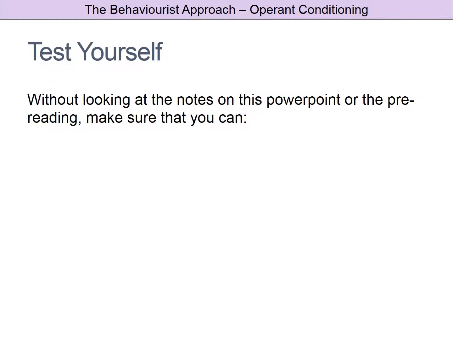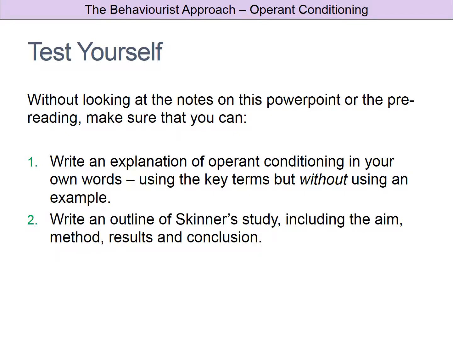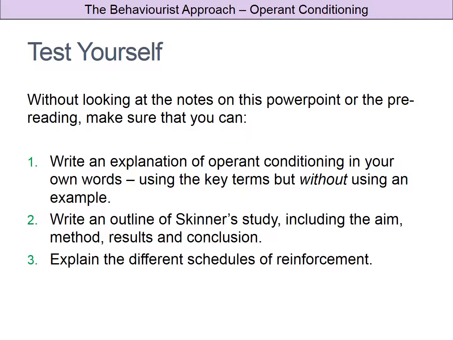So, things you need to know before coming into the lesson, or things you need to be confident with. Make sure that you can write an explanation of operant conditioning in your own words. So you do need to use the key terms, but as we did with classical conditioning, try and make sure you can do it without using an example. Secondly, outlining Skinner's study. So again, aim, method, results and conclusion. And thirdly, make sure you can explain the different schedules of reinforcement.